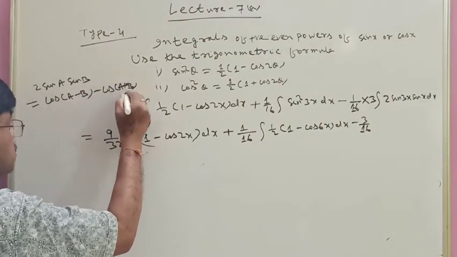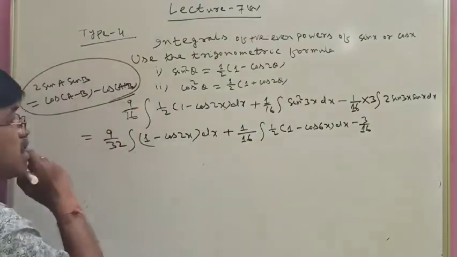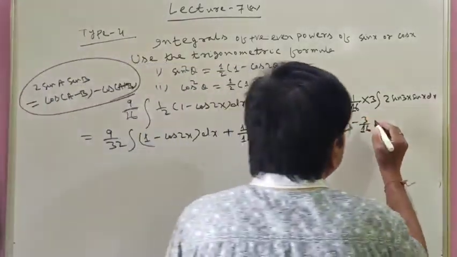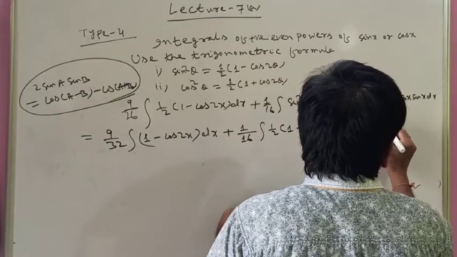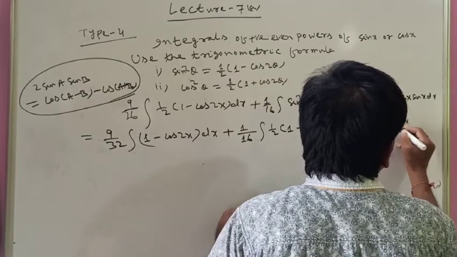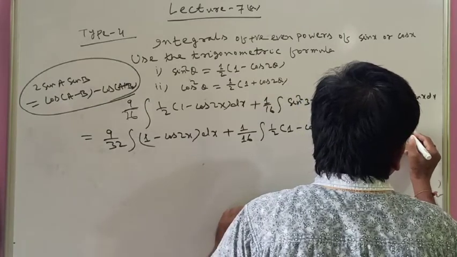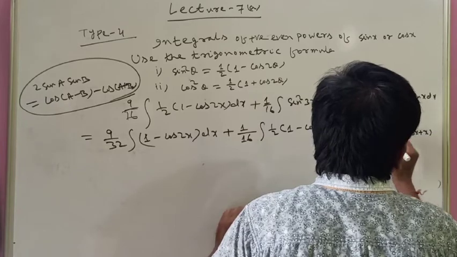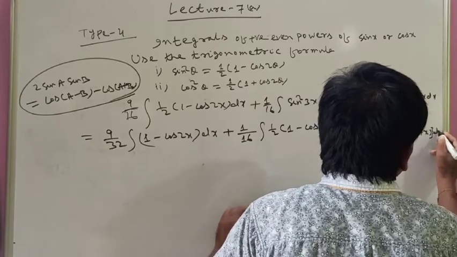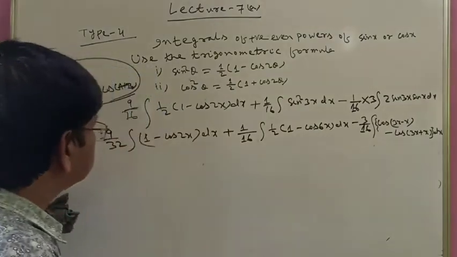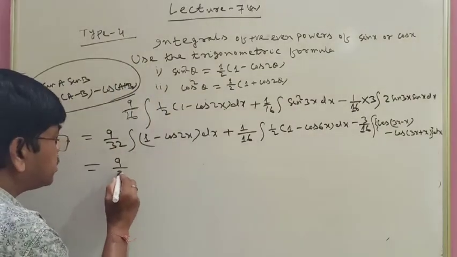This is the formula, so please remember this. Now for this we can write cos A minus B means 3x minus x, minus cos A plus B means 3x plus x. This whole integration. So now this becomes 9 by 32.